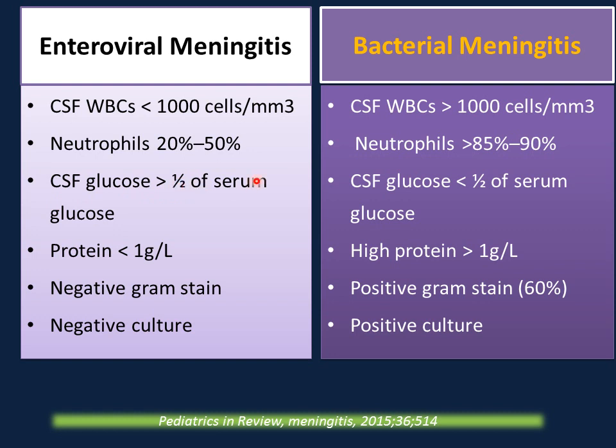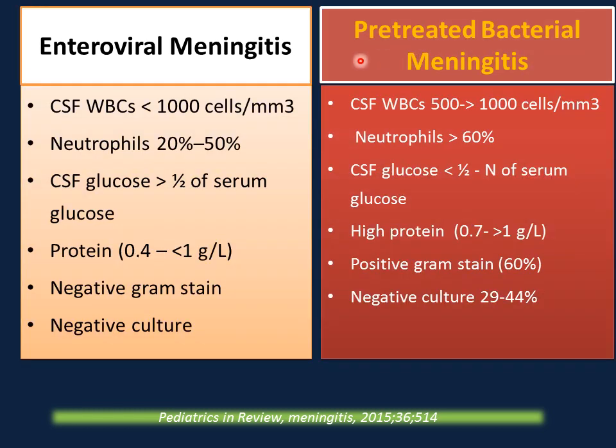For example, if you have serum glucose of 80 milligram per deciliter, here it will be like 50 or 60, here is 30 or 20. Protein here is low, protein here is high, more than 1 gram per liter. Negative gram stain here, positive gram stain in 60% of the cases. Negative CSF culture here, positive CSF culture, especially if no antibiotic was given before. If antibiotic was given before the lumbar puncture, this may make the diagnosis more challenging or difficult.